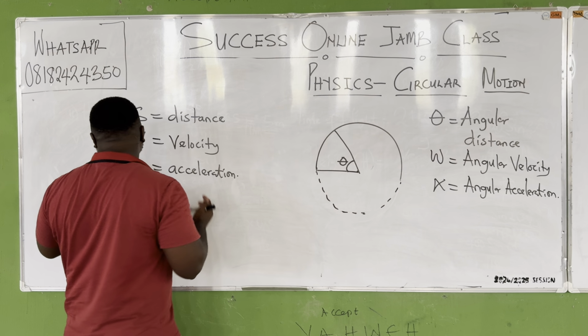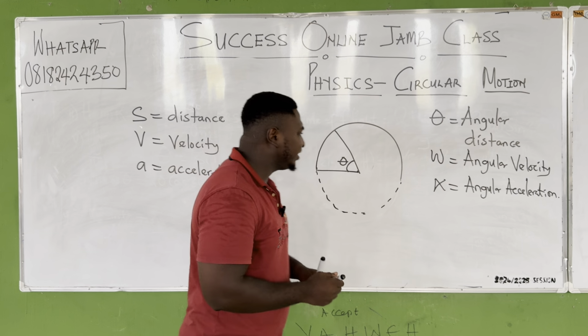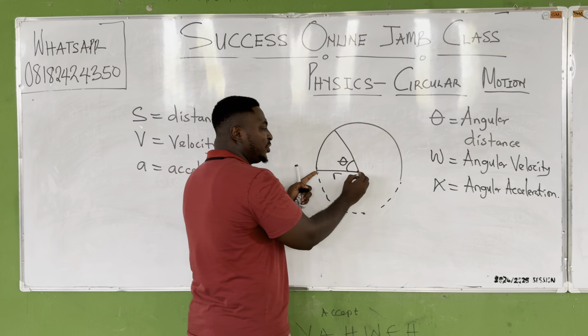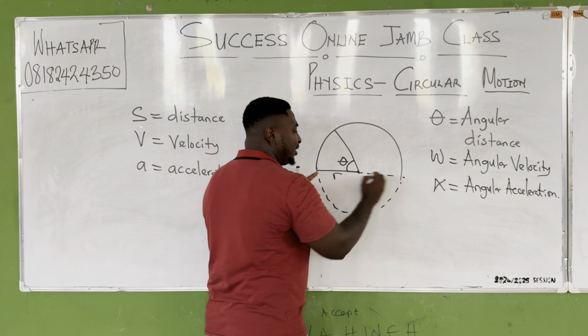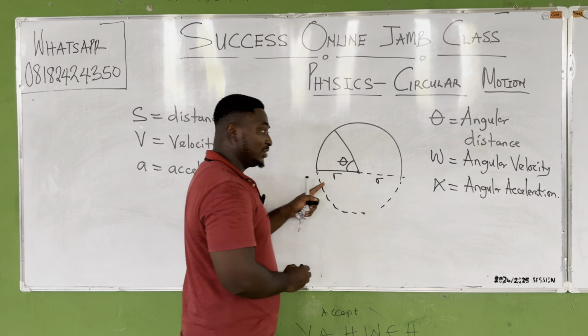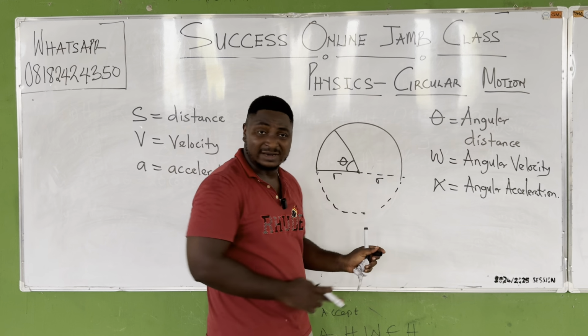Now, there's a formula that links the linear parameters to the circular parameters. There's a constant called the radius, R. If you look at this body moving in a circular path, this is the radius. Every circle has a radius. We know that radius is half the diameter. If you complete this line, we have the diameter. Remember from your secondary school? If you add these two radii, you have the diameter. So the radius is a constant in circular motion.